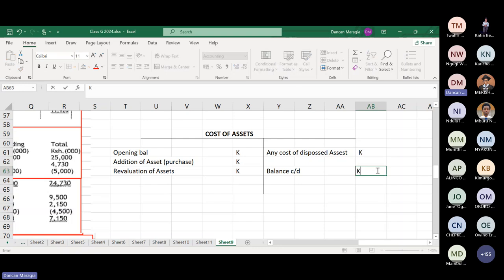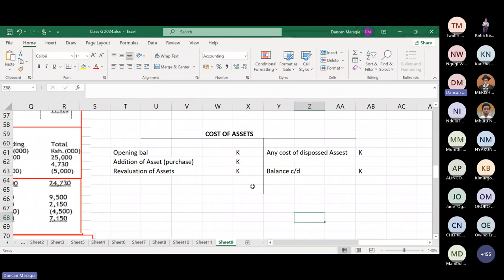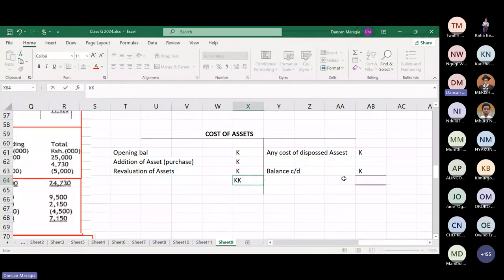And that, when you balance it, should give you the two sides balancing. So the balance carried down should actually be a balancing figure to balance the account, to find the closing balance at the end of the year. And we all know how we get closing balances.